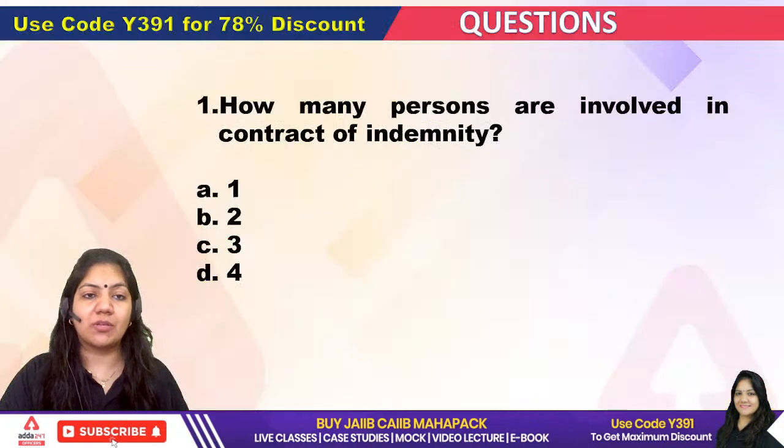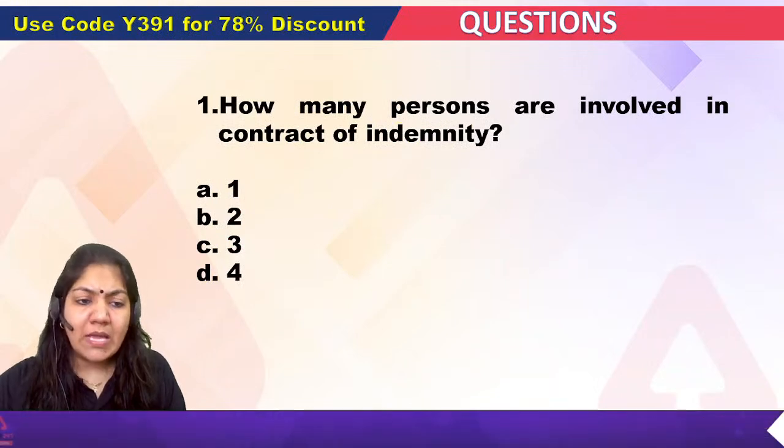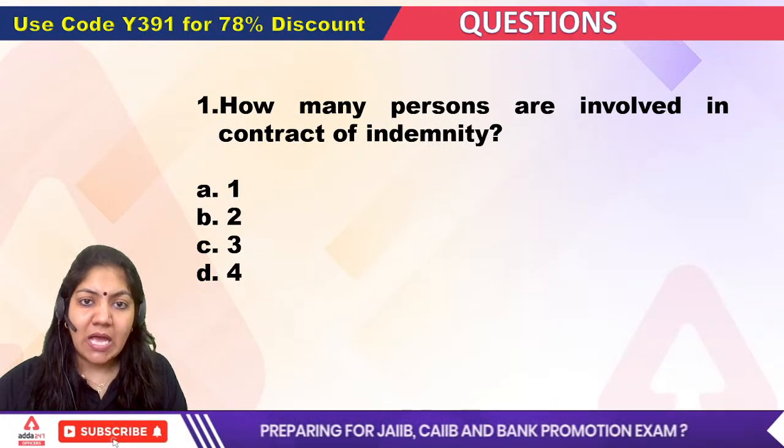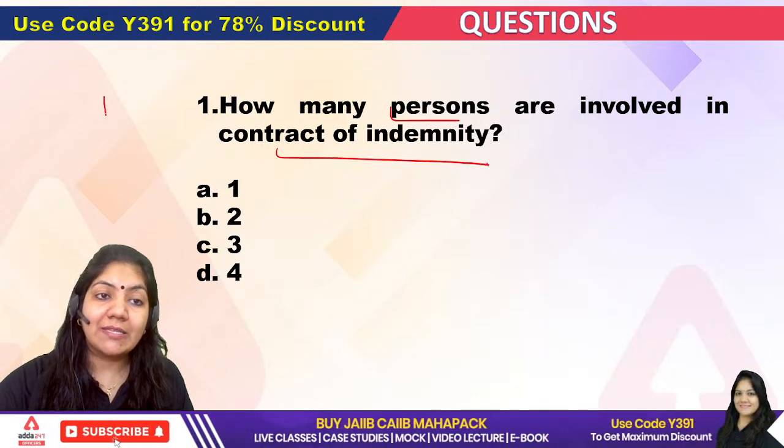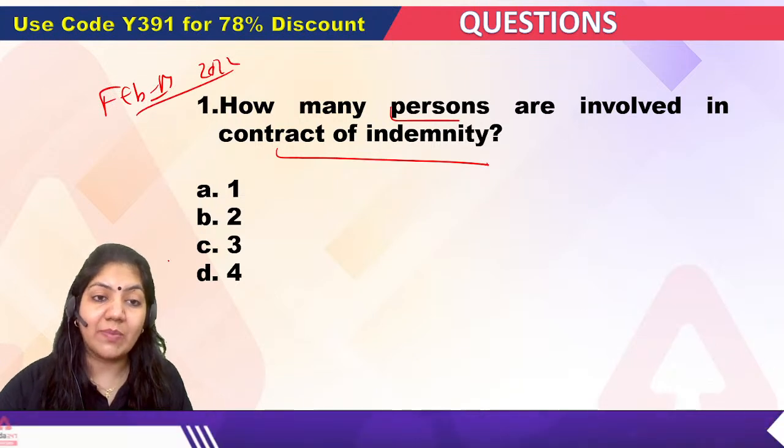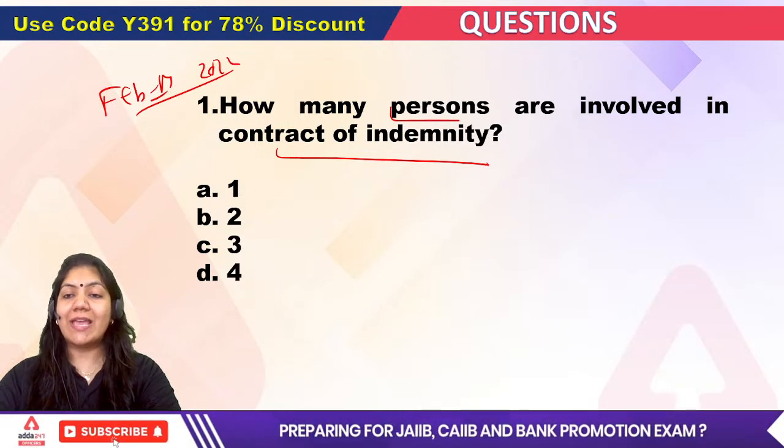Now let's do number one. So class, the number one question is, how many persons are involved in the contract of indemnity? The February March question of 2020 of LRB. 1, 2, 3, and 4.